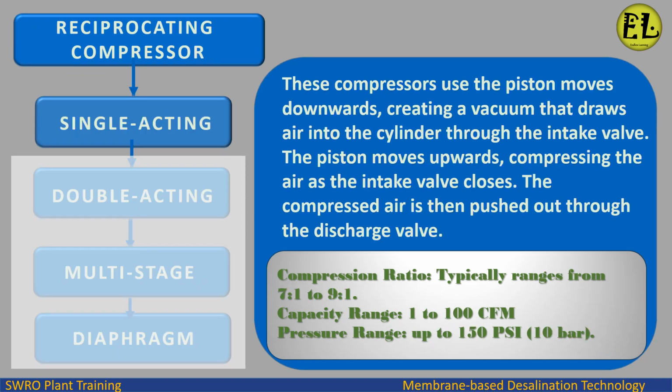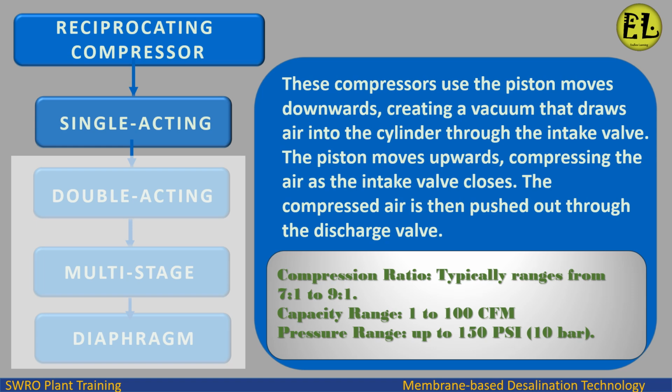Reciprocating compressor types: single acting. In these compressors the piston moves downwards, creating a vacuum that draws air into the cylinder through the intake valve. The piston moves upwards, compressing the air as the intake valve closes. The compressed air is then pushed out through the discharge valve.